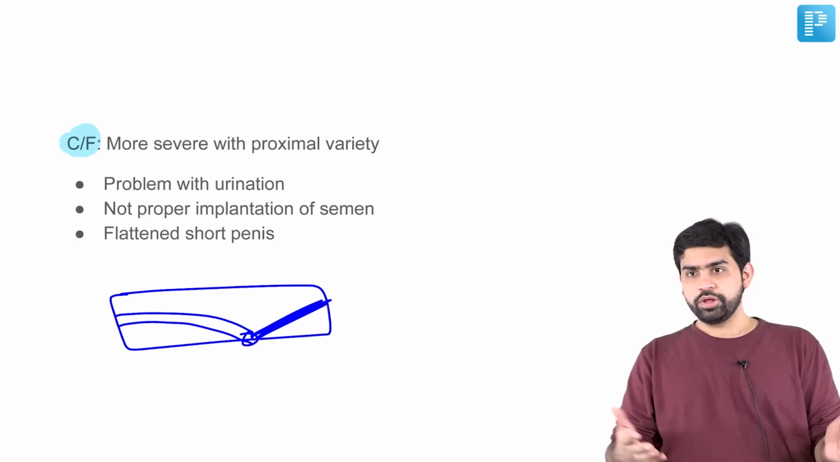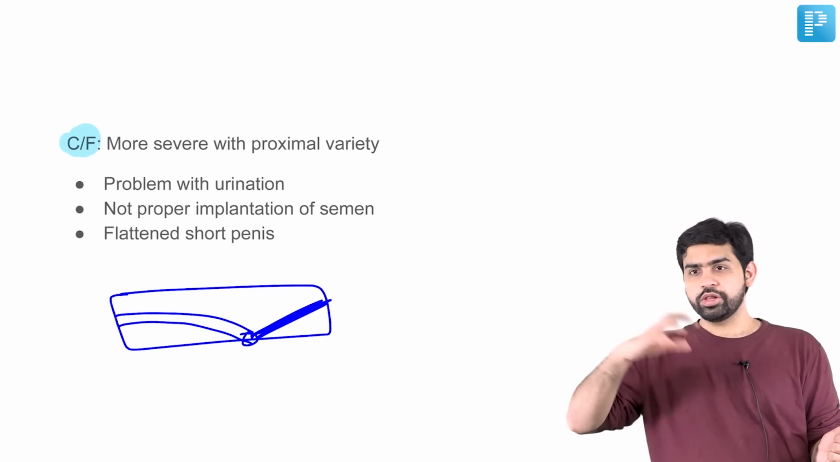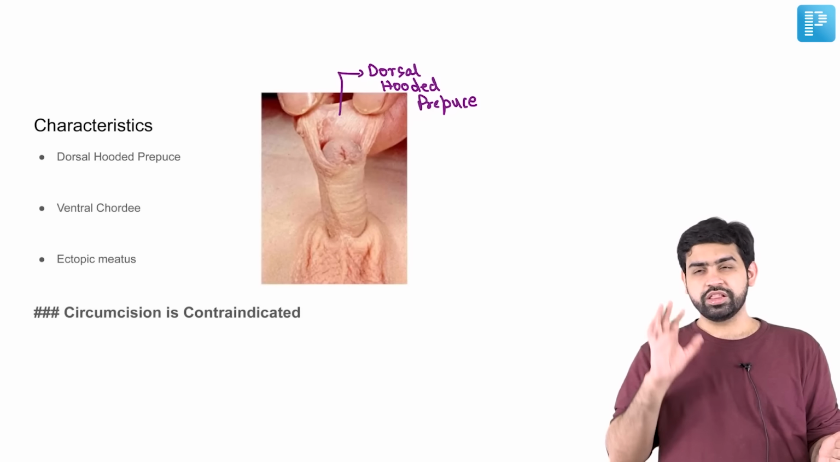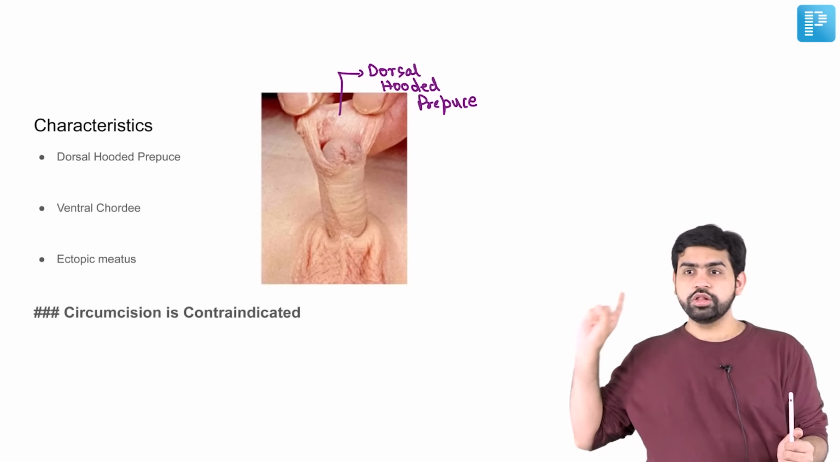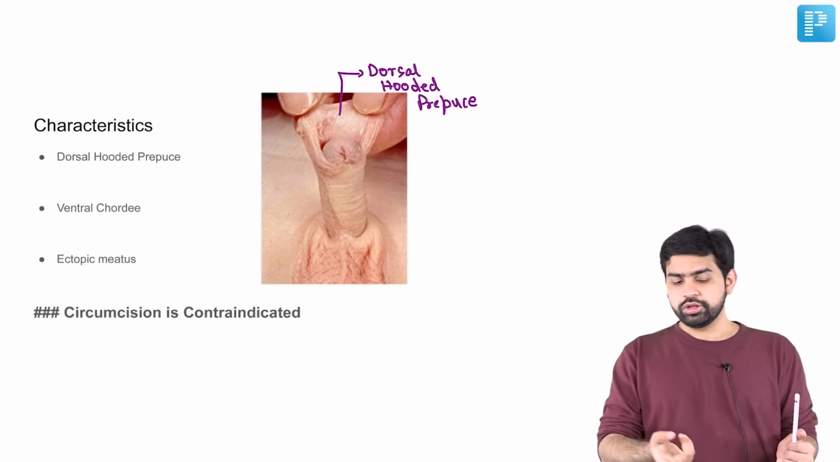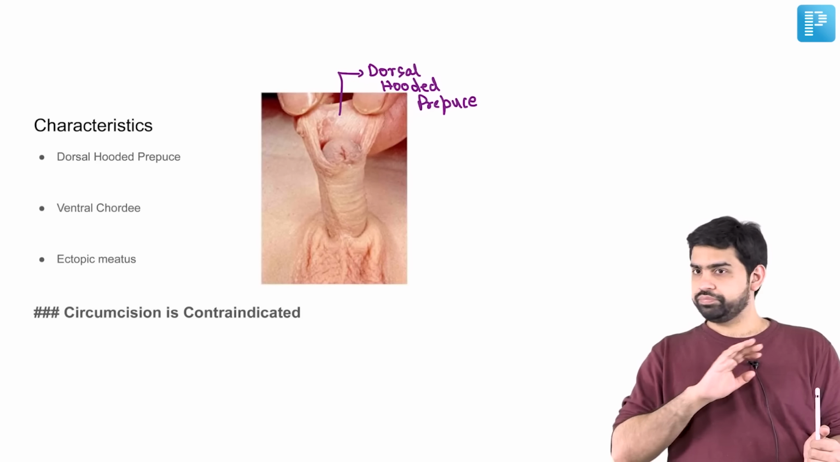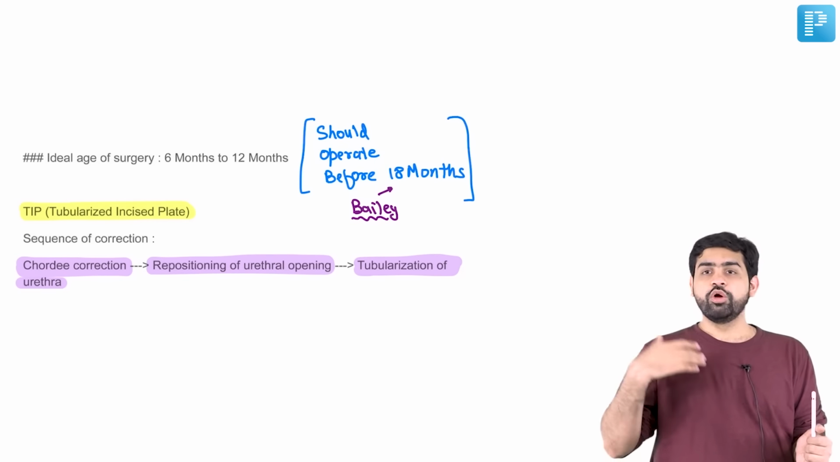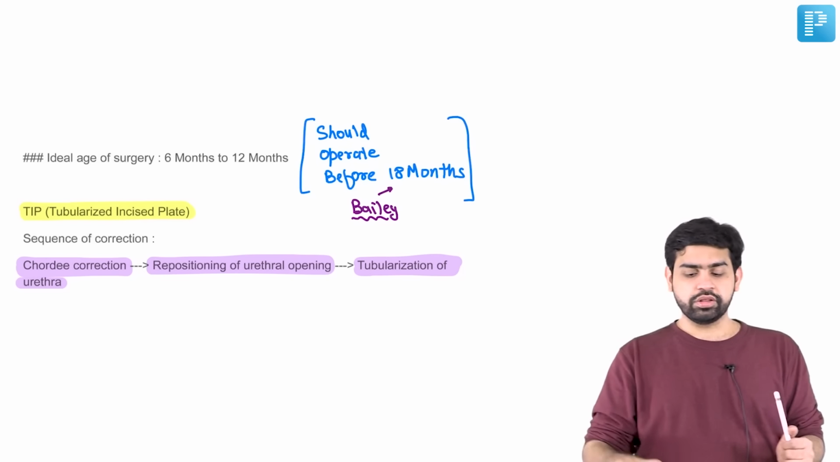Now, what is the problem? The patient is going to have the problem in the urination, the semen is not going to get deposited at the proper position, and there's going to be the flattening of the penis. The three characteristic features are dorsal hooded prepuce, ectopic urethral opening definitely, and the ventral cord. Okay, we will not go ahead with the circumcision. Why? Because that's something which can be used to create the urethra in the later stages.